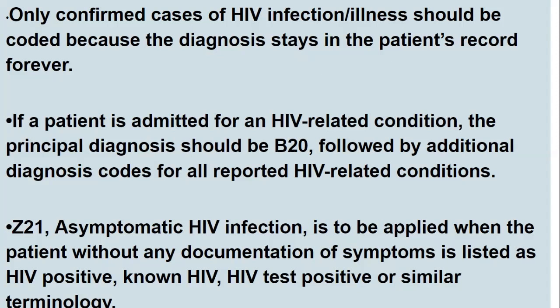Z21, asymptomatic HIV infection, is not to be applied when the patient without any documentation of symptoms is listed as HIV positive, known as HIV test positive, or similar terminology. So known HIV or HIV test positive or similar terminology.